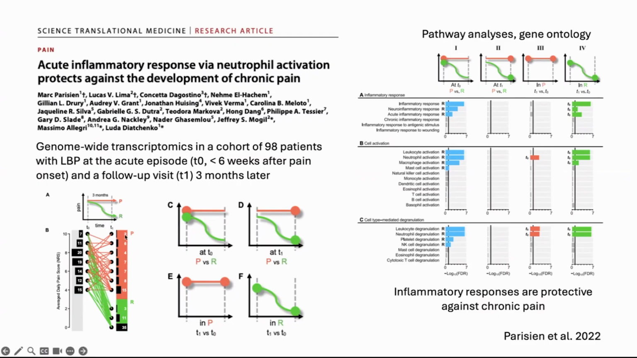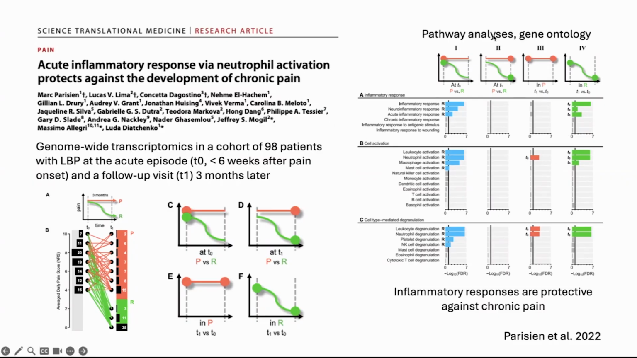So on the left, you can see some examples of some pain trajectories. Some patients persisted in their pain, symbolized here in orange, while others actually recovered from their pain, which are here illustrated in green. So what they did in this study was to study genome-wide transcriptomics to examine whether gene expression differed between patients who eventually recovered versus those that developed chronic pain. And here I'm only showing you the pathway analysis that they report in this paper, which basically groups individual genes based on their functional roles.